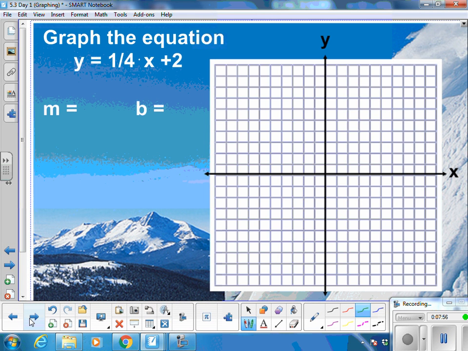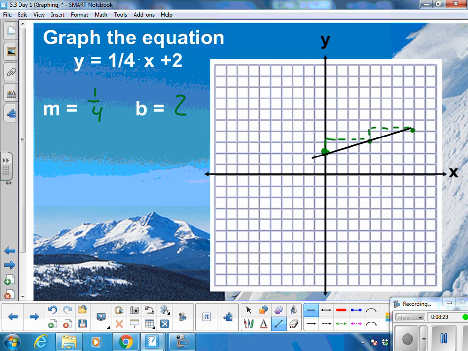We're going to graph the equation y equals 1/4 x plus 2. M in this particular situation is 1/4. My y-intercept is 2. So I'm going to start at 2, my y-intercept. It's right there. And my slope is 1/4. So I rise 1 and run 4. 1, 2, 3, 4. And there's my next point. I rise 1 and I run 4. 1, 2, 3, 4. And that's going to be my line right here.